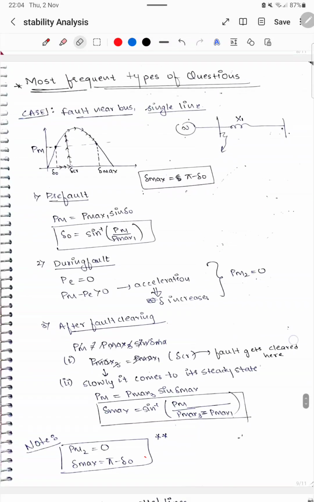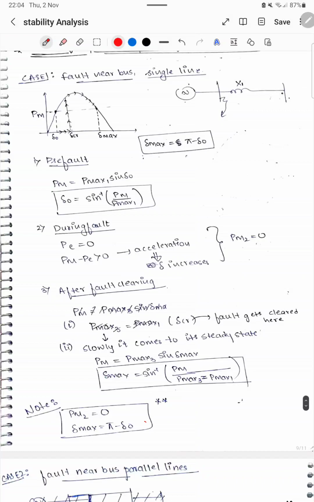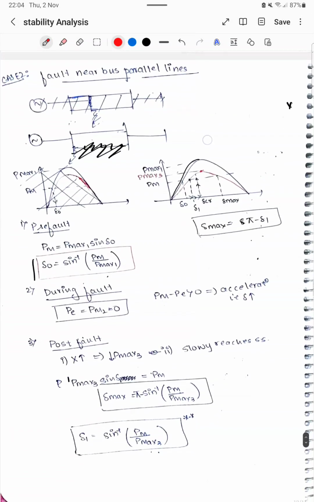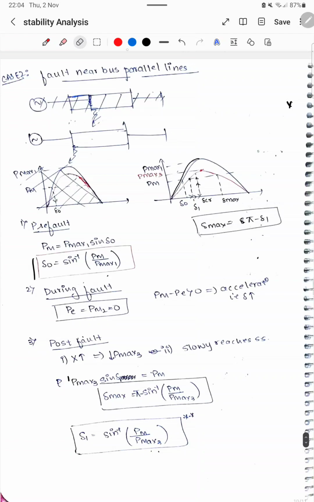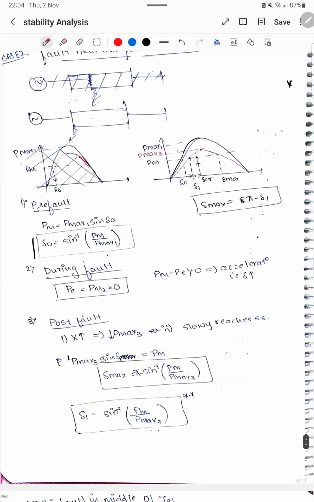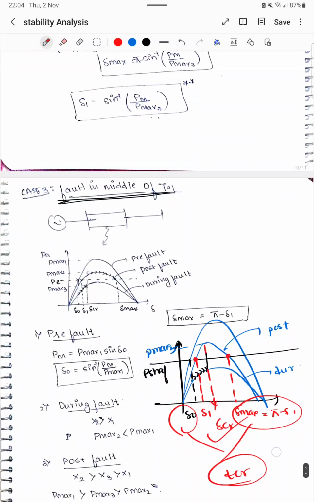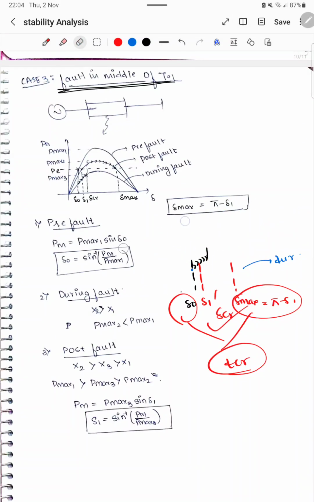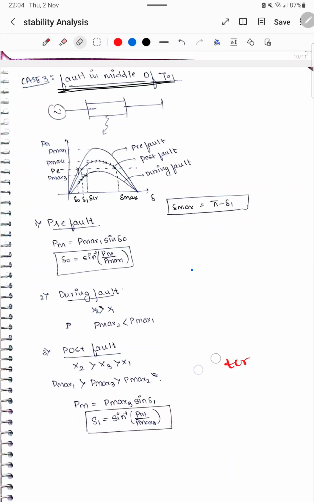I'm just waiting here so that you can take a snap of this particular case when it is near the bus and single line. We can look at the second case properly when it is near the bus but there are two lines. And then the final case is when it is in the middle of the transmission line of parallel lines. So you can take a look at that, and here we can wrap.